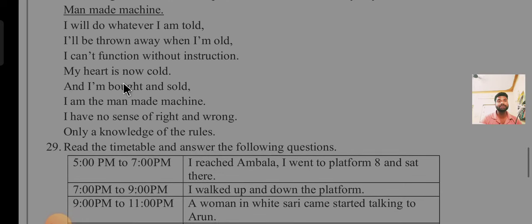I can't function without instruction. My heart is now cold and I am bought and sold. I am the man-made machine. I have no sense of right or wrong, only a knowledge of rules.